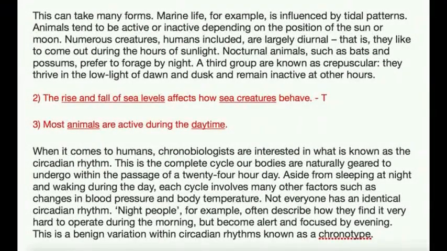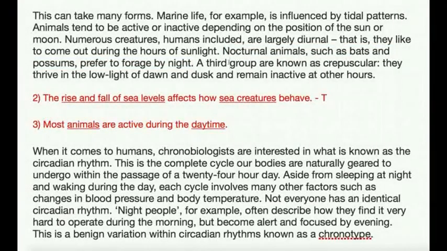Okay, so now we'll look at question 3. Most animals are active during the daytime. Now the answer we can see is here where it talks about animals who are active or inactive depending on the position of the sun or the moon. So numerous creatures, humans included, are largely diurnal, so that means they come out during the day. Other animals are nocturnal, which means they prefer to come out during the night. However, are most animals active during the daytime?